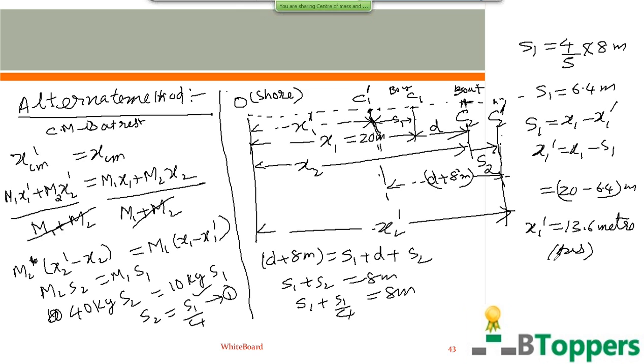Next, I am going to discuss center of mass reference frame.